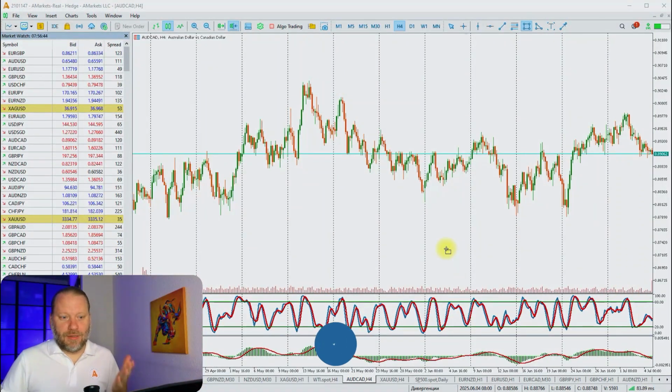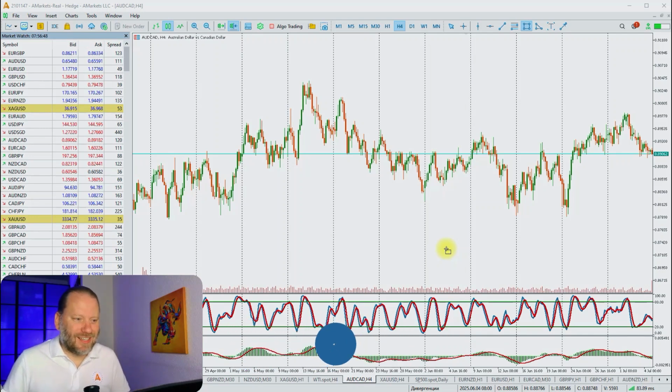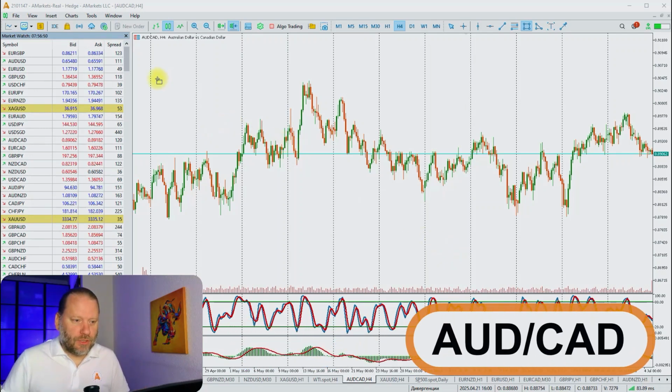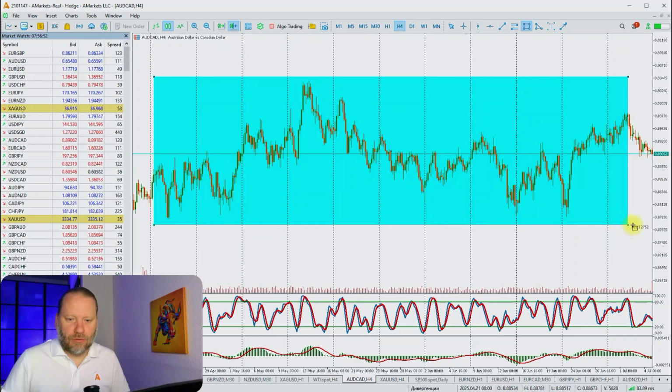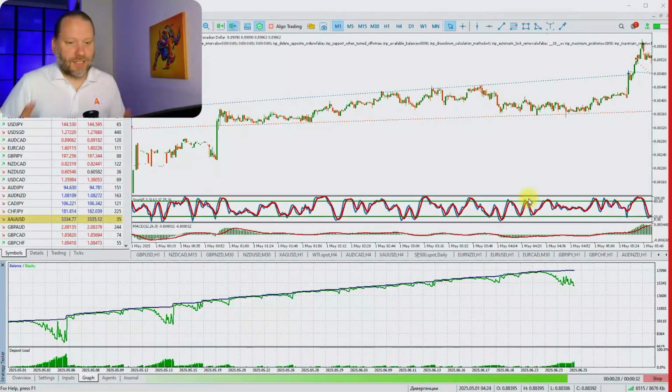So here we go. Recently, in my Telegram channel, I recommended a currency pair to trade with my trading robot. This is the currency pair Australian dollar, Canadian dollar. Why this currency pair? As you can see, it is in a good sideways trend. And in a sideways trend, in buy and sell mode at the same time, my robot shows the best results. And indeed, I looked at the results for the last 2 months in the strategy tester, and I was really pleased with them. Let's have a look.